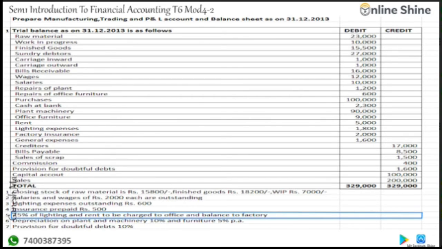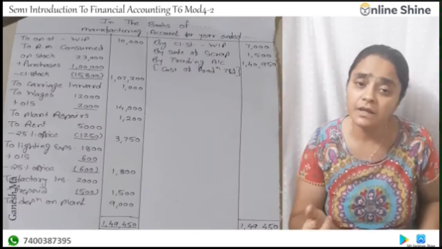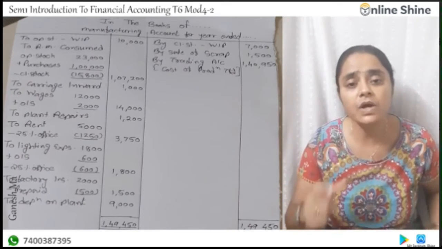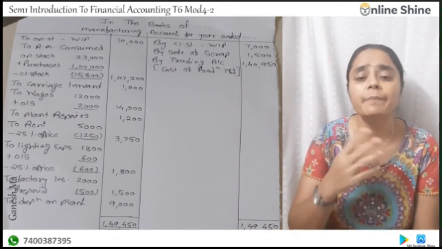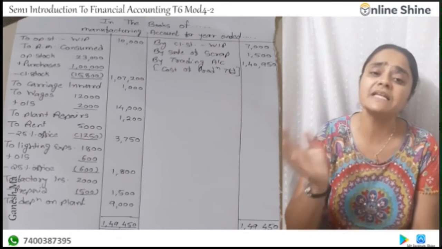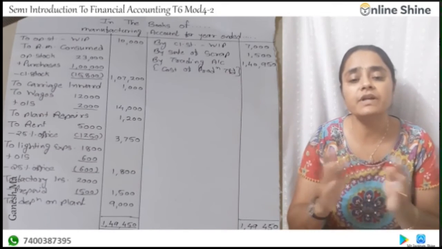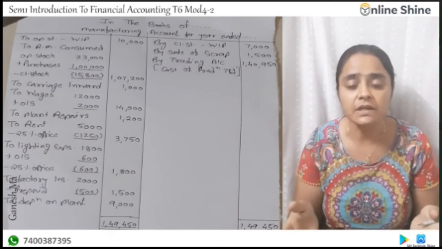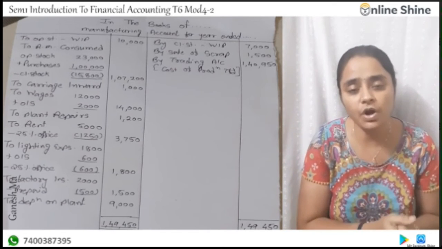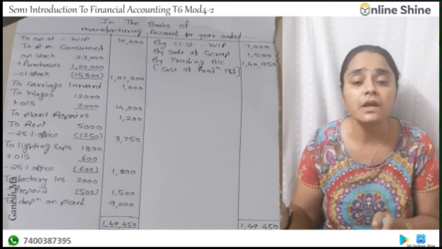Next we'll go for the entry, a very important entry. It says 25% of the lighting expense and the rent, whatever the total of both items is, 25% is to be charged to office premises. Now 25% is for the office premises. That means definitely the remaining 75% is for the factory. I am using the floor space or the building for my factory purpose as well as my office purpose. So accordingly, whatever area I am using, 25% I am using for office and the balance 75% I am using for my factory.